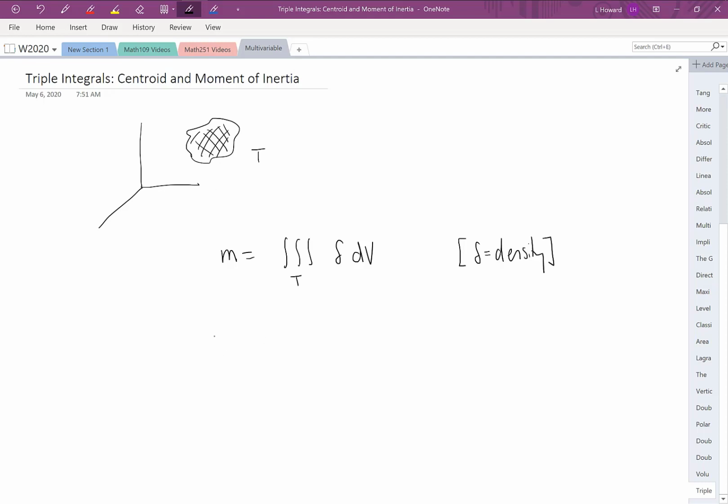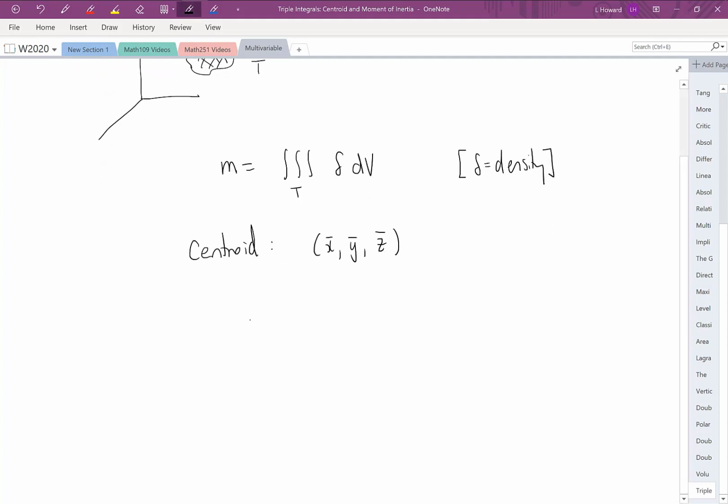We could talk about the centroid or center of mass. In symbols, we'll write x bar, y bar, z bar for the coordinates of our centroid. And we could actually calculate these coordinates using a triple integral. So we go 1 over the mass times the triple integral over our solid T of x delta dV.